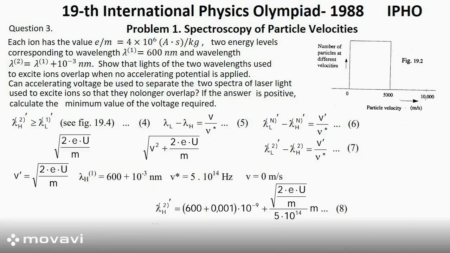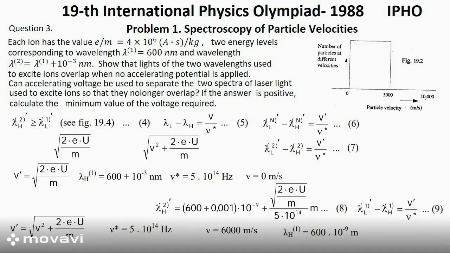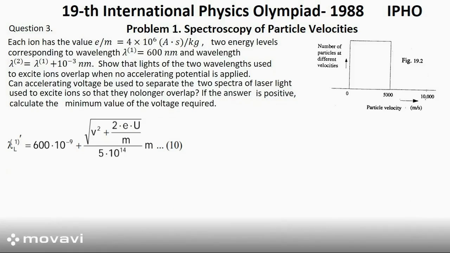Expression 8. Considering the first energy level of the ion, lambda L1 prime minus lambda h1 equal v prime over v star. Expression 9. In this case v prime equals square root from v square plus 2 EU over m, v star equal 5 by 10 power 14 Hz, v equals 6000 meters per second, lambda h1 equals 600 by 10 power negative 9, and lambda L1 prime equals 600 by 10 power negative 9 plus square root from 2 EU over m divided by 5 by 10 power 14 meters.